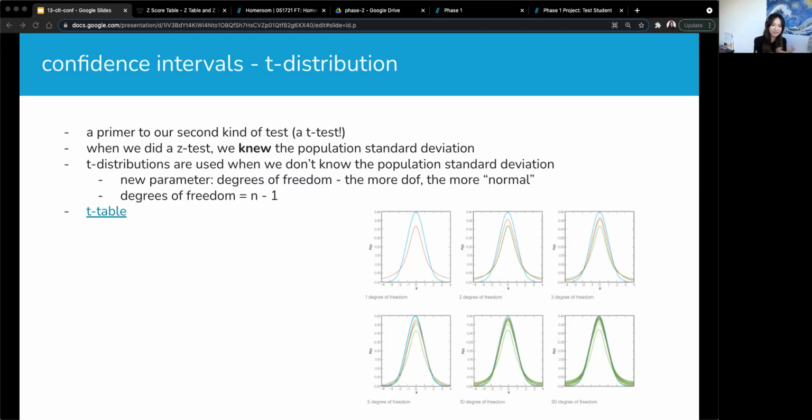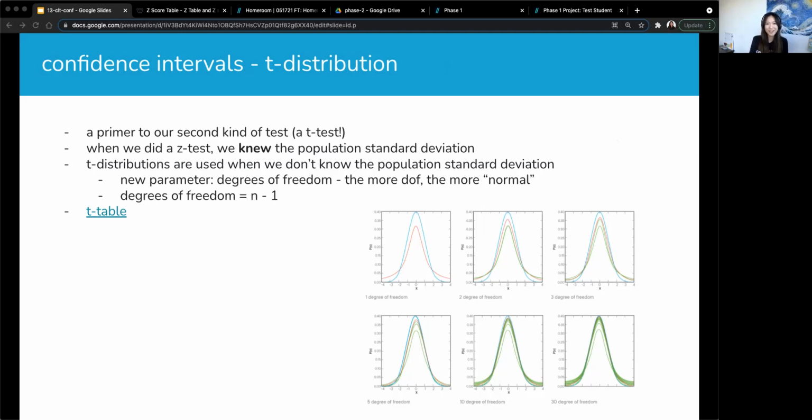So when we did a z-test, like what we did earlier, we did know our population standard deviation. Like in our last example, we were just given the fact that our population standard deviation was 16. But when we're using t-distributions, we do not know that population standard deviation. So several other calculations will need to be made. Instead, we're going to use a new parameter known as degrees of freedom.